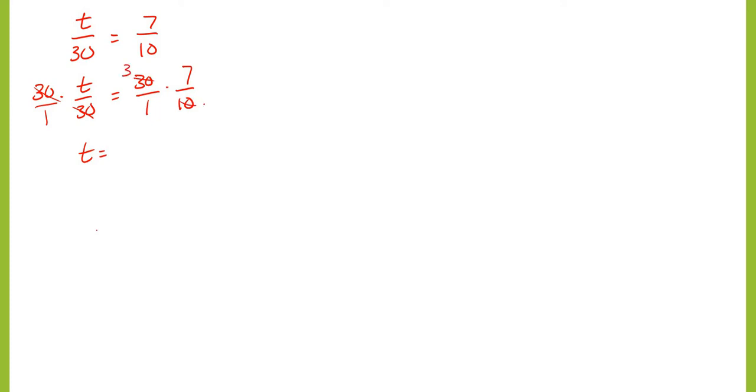If we have t divided by 30 equals 7 over 10, to solve this I can multiply both sides by 30. As long as I multiply both sides by the same thing, it's still equal. 30 over 30 is t. 30 over 10 is 3 over 1, so 21. Okay, let's do another example.